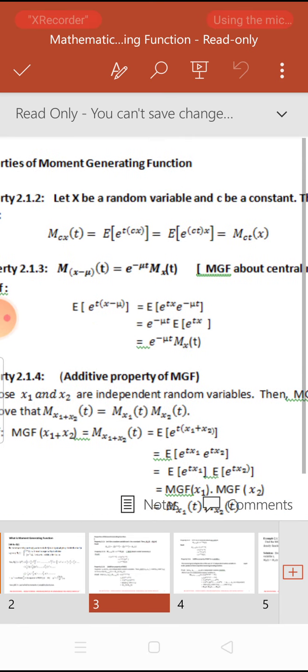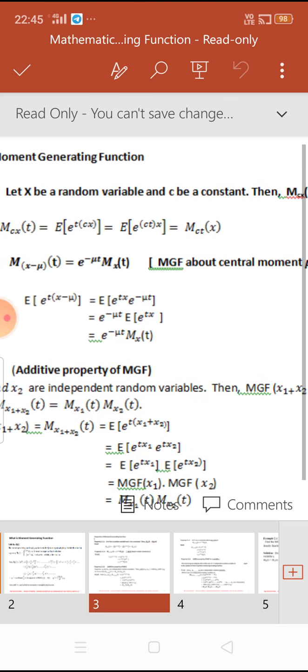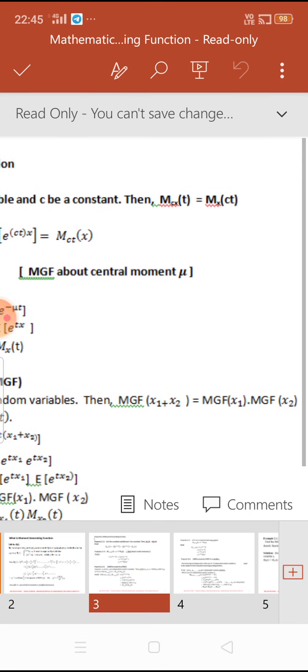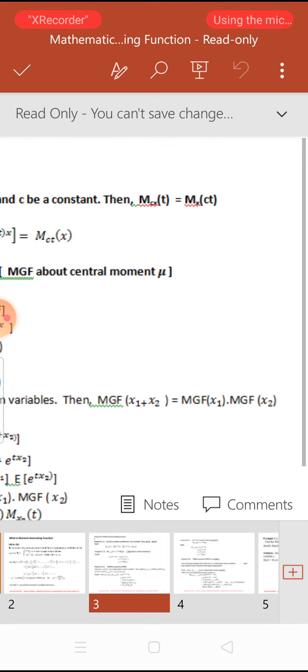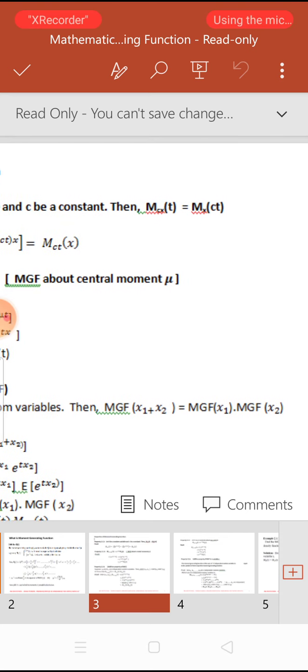Next we see the properties of the moment generating function. Let capital X be a random variable and C be a constant. Now we have to find the moment generating function of the random variable Cx. We have to show that Mcx of t equals Mx of ct. That is the idea. We are going to prove it now.